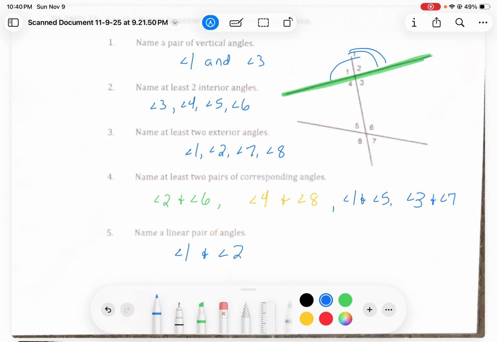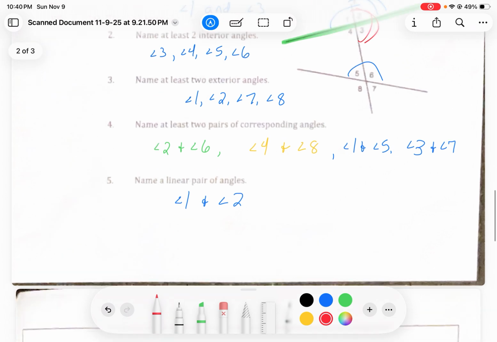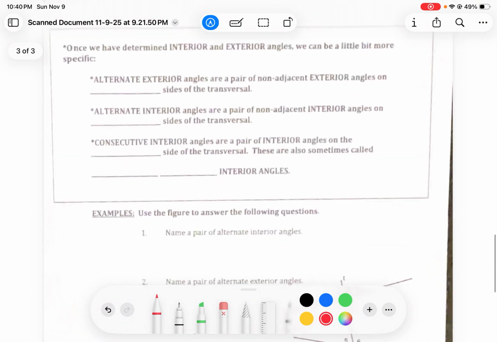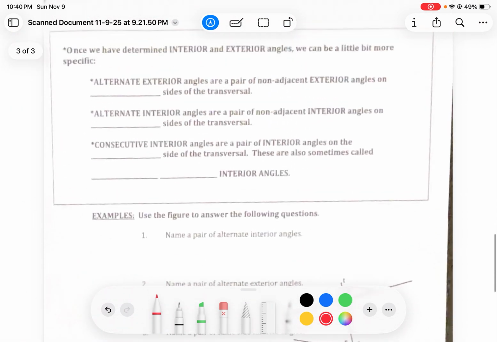And there's a lot of other linear pairs in this picture. 5 and 6 would work. 2 and 3 would work because they form a line. So we could list a bunch of pairs, but the one I'm going to go with is angle 1 and angle 2.